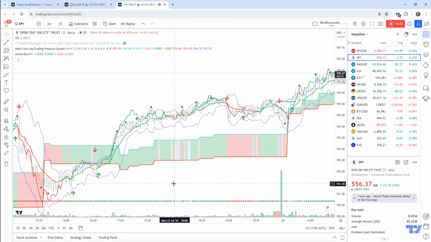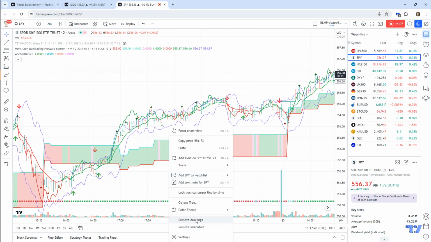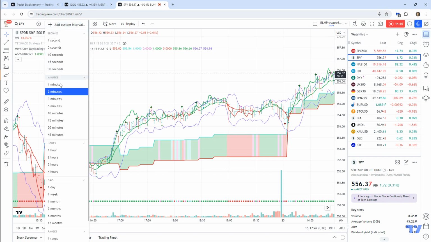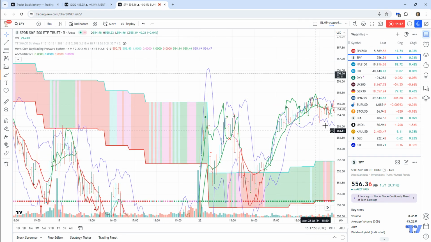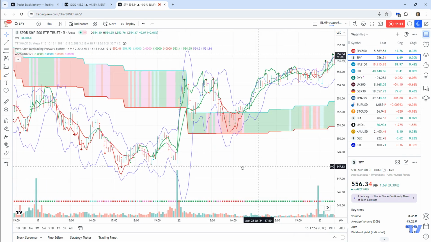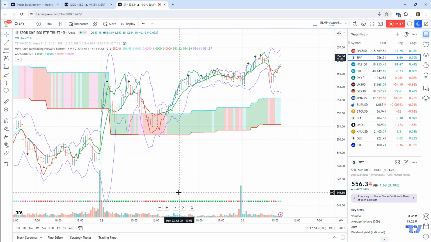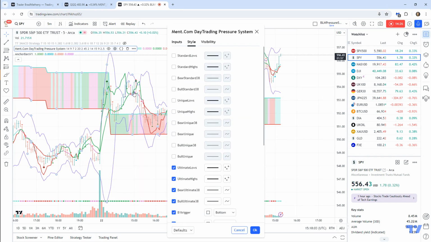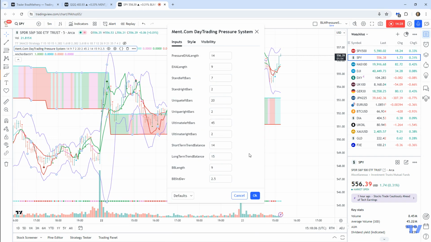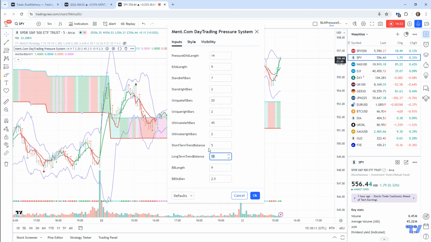If we were to turn around, and if I were to clear the drawing, remove all drawings, and come back here to a 5-minute, I think you're going to see slightly clearer data. And what you're going to see in this area is downward trending, because I've lengthened the pressure system. So now I'll go back and I'll set the pressure system back to where it was, which is the balance was 5 and 9, if I remember right.